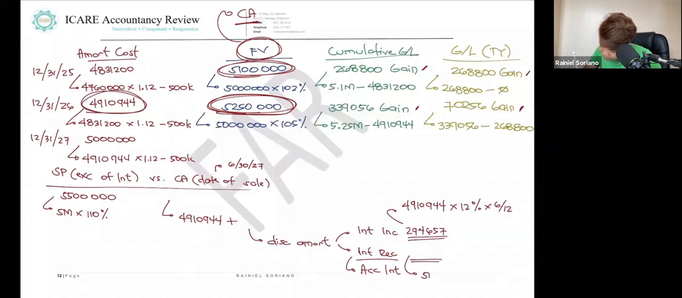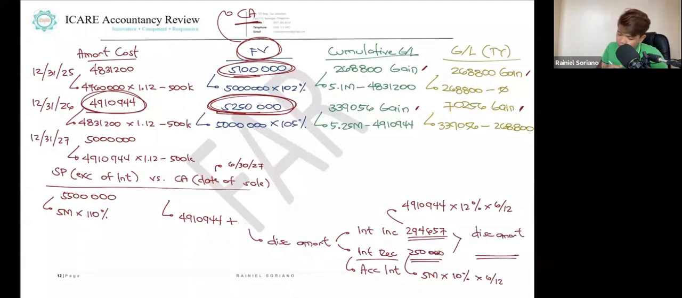Interest received, on the other hand, magkano? This is equal to 5 million times 10%, times 6 over 12. So this is equal to 250,000. Okay? So the discount amortization now will be how much? 294,657 minus 250,000, or this is equal to 44,657. So 44,657 plus 4,910,944 is equal to 4,955,601.